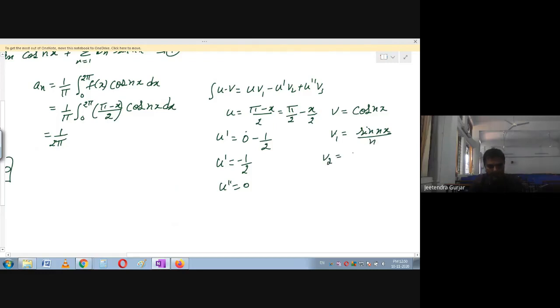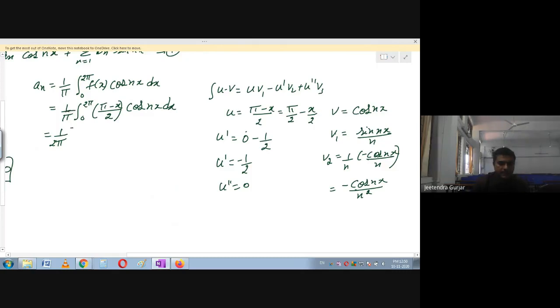Then go for v2. Again, integration of this, 1 upon n is constant, so write 1 upon n outside. Integration of sin nx will give you minus cos nx upon n. So this is equal to minus cos nx, n into n will become n square. No need of calculating v3. Okay, so now we'll substitute the values here.